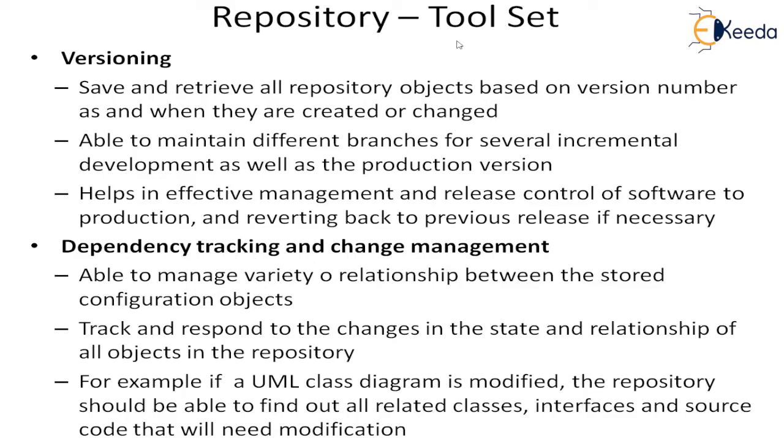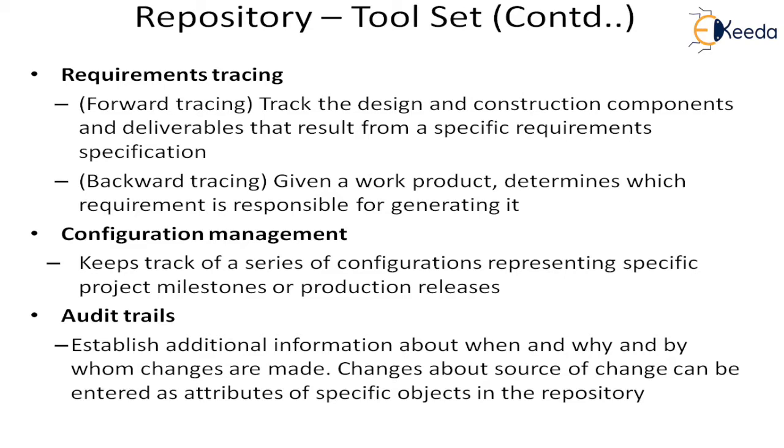So it needs to have a tool set to be able to satisfy this. For example, if a UML class diagram is modified, the repository should be able to find out all the related classes or interfaces and also the source code that will need modification. So this kind of relationship saving will be able to provide us this dependency tracking, which will help us in the change management.